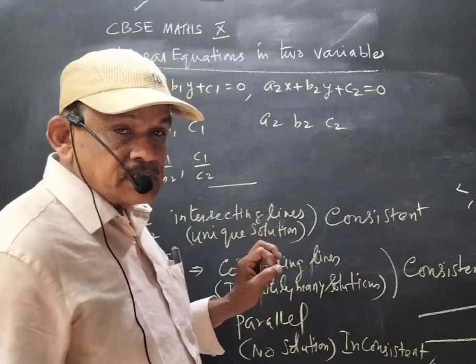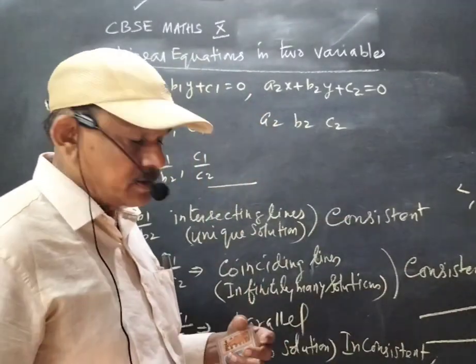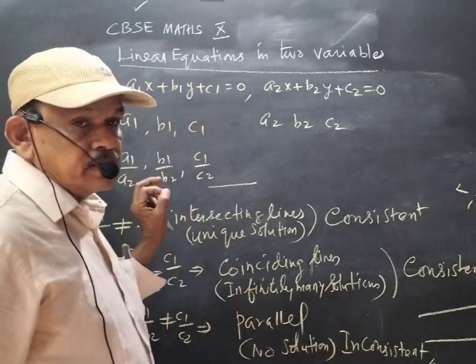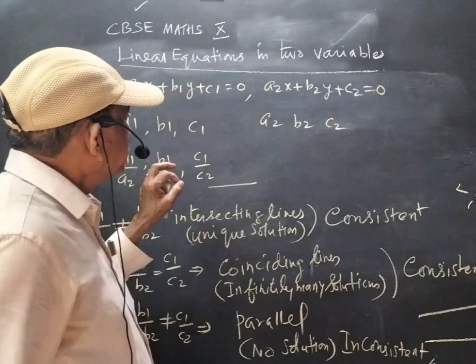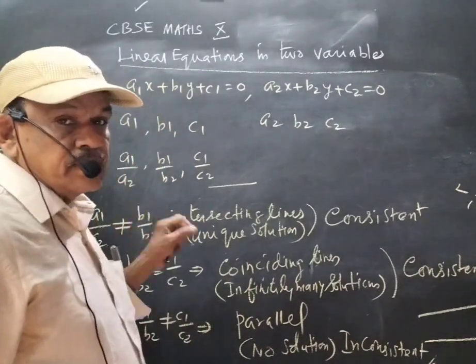If a system has a solution, that is consistent. If a system does not have any solution, that is inconsistent. These are the basic ideas. Before getting into the sums, just have a thorough revision on this. You can find the examples in the next video.